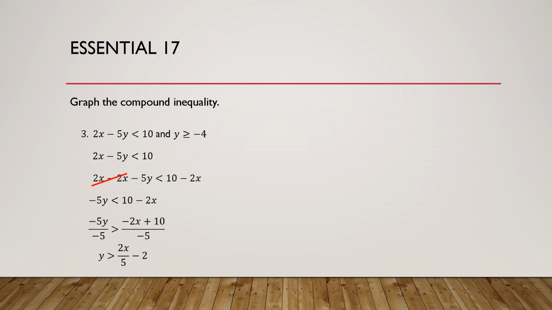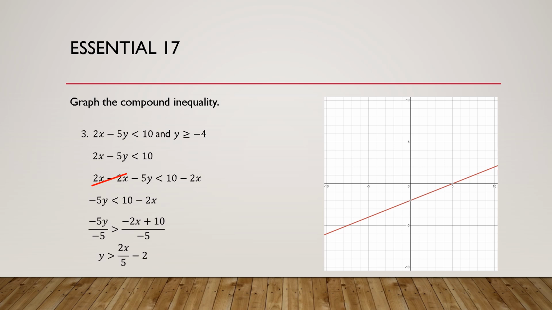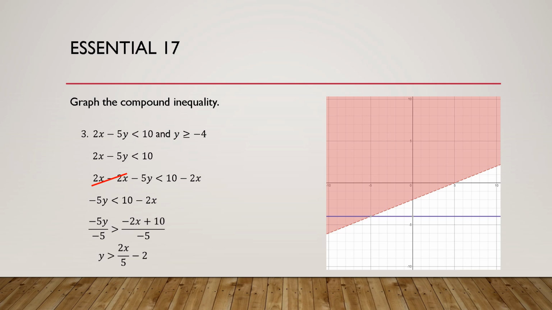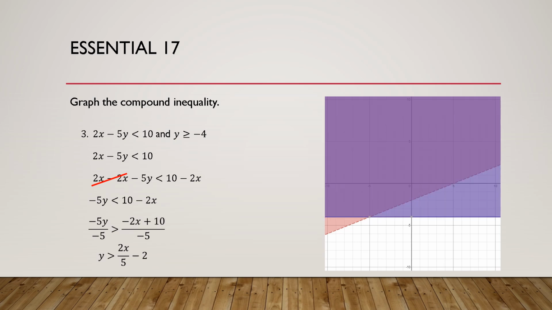We start with graphing the line, starting with the y-intercept, -2, and the slope, which is 2 over 5, and draw the line. Since y is greater than, we make the line dashed and fill in above the line. Next, we add a line for y at -4. Since y is greater than or equal to -4, we use the solid line and fill in above.